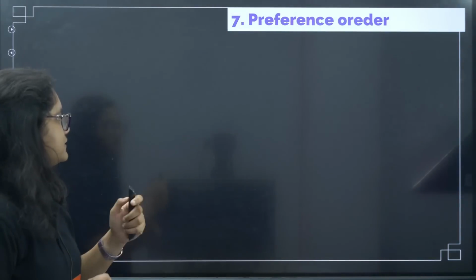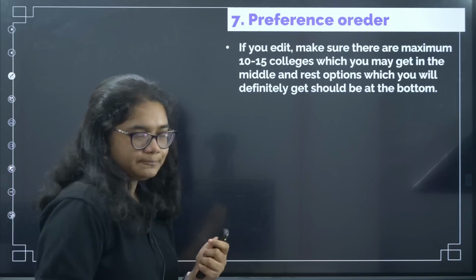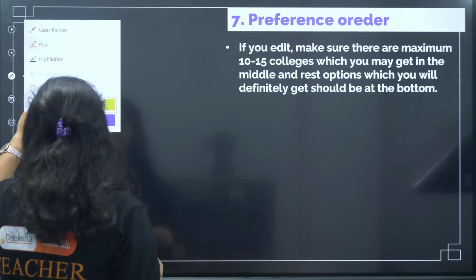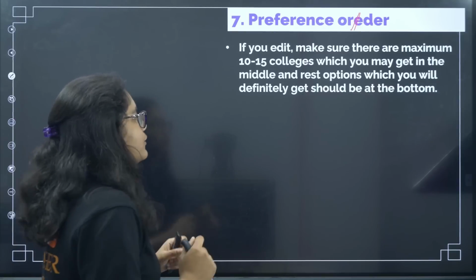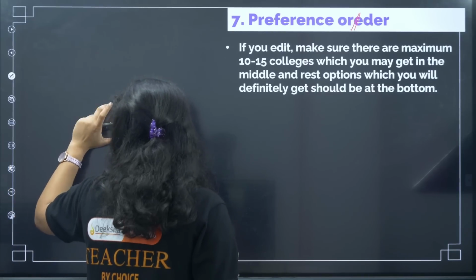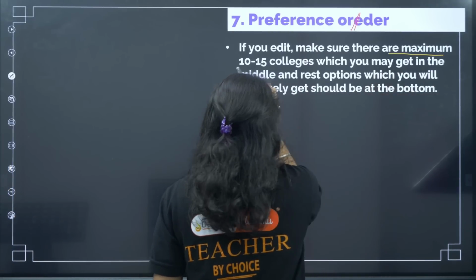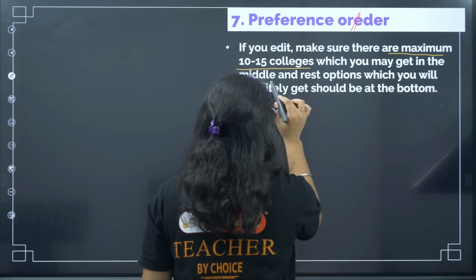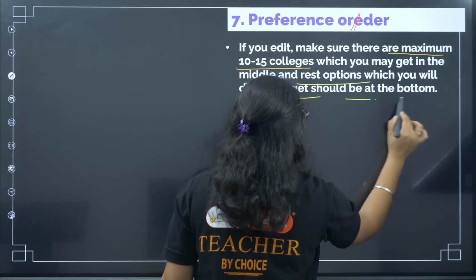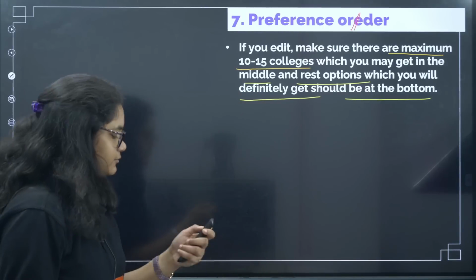Now coming to the next one, preference of order. There is a small spelling mistake here, preference of order. If you edit, make sure that there are maximum 10 to 15 colleges which you may get in the middle, and the rest of the options which you will definitely get should be at the bottom. So this we have discussed.